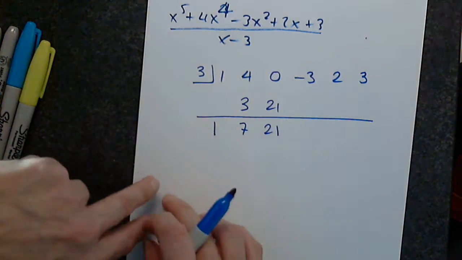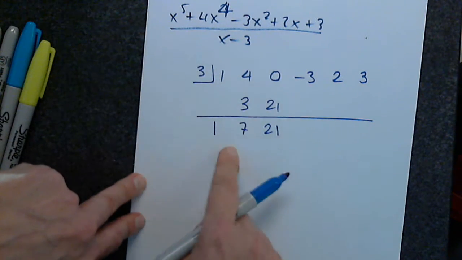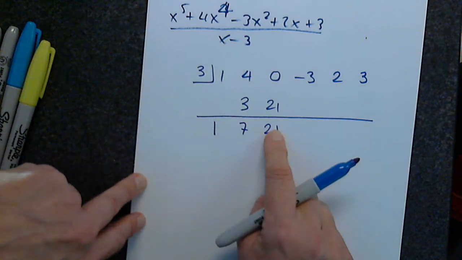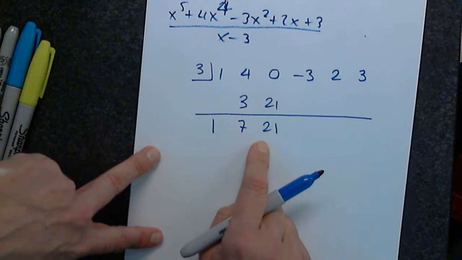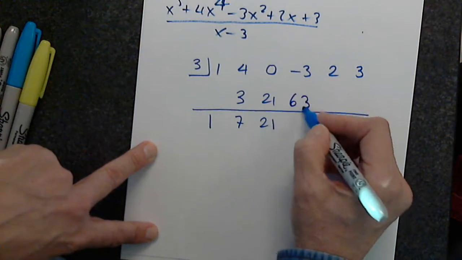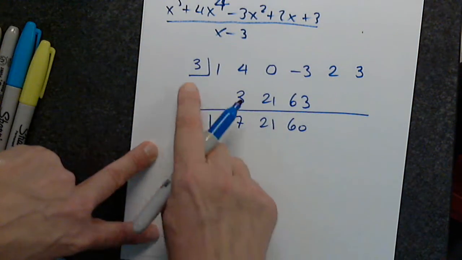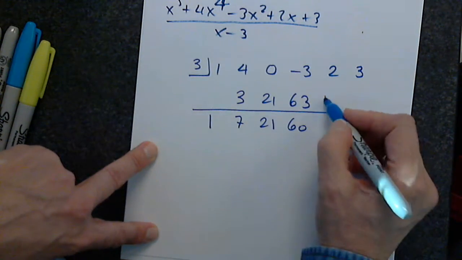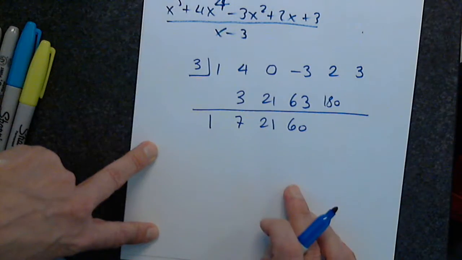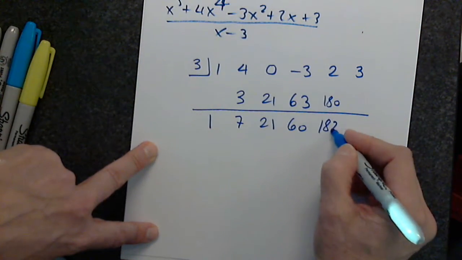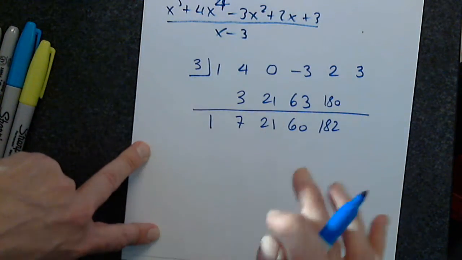It's all the same thing. It's the same procedure. 3 times 1 is 3. 3 times 7 is 21. 0 plus 21 is 21. 3 times 21 is? Very good. 63 minus 3 is? 3 times 60? 180 plus 2? 182. And 3 times 182?